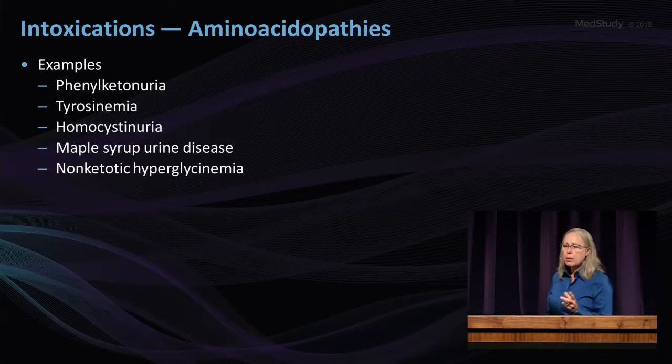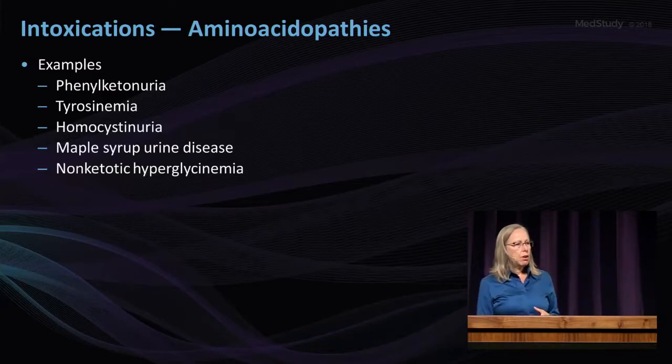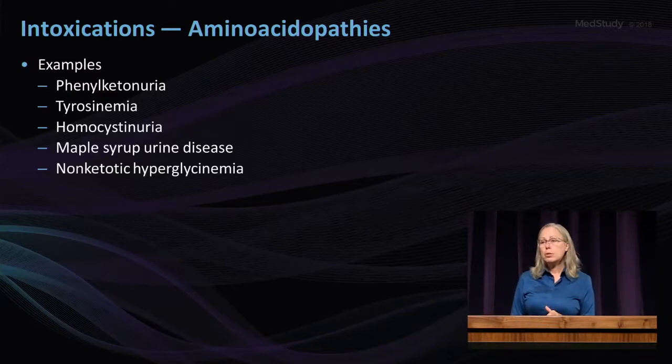All right, so we'll start with the amino acid problems: PKU, tyrosinemia, homocystinuria, maple syrup urine disease, and non-ketotic hyperglycinemia. There are many, many more. However, these are the ones that you're most likely to see and most likely to see on a test.